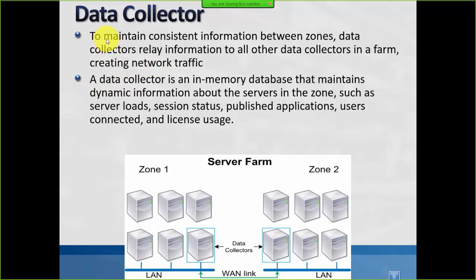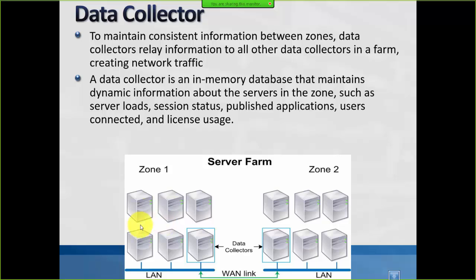Okay, so data collector. This is if there's a server farm here, a Citrix server farm. There are zones, which are separate, physically separate areas. Zone 1, Zone 2, some Citrix servers are here and there. So data collectors would be the first Citrix servers that were introduced in the farm. To maintain consistent information between zones, data collectors relay information to all other data collectors in a farm, creating network traffic.